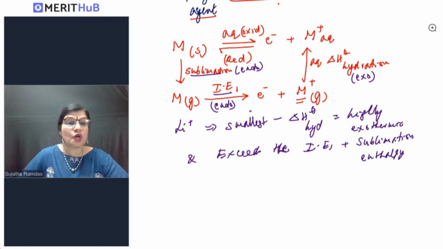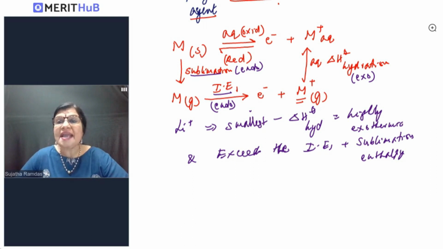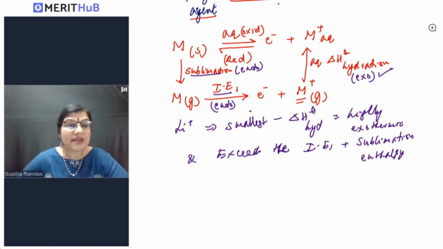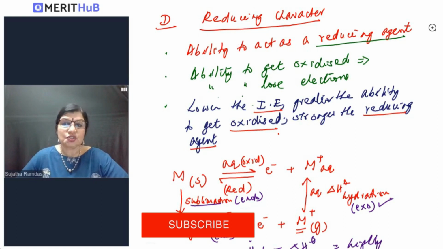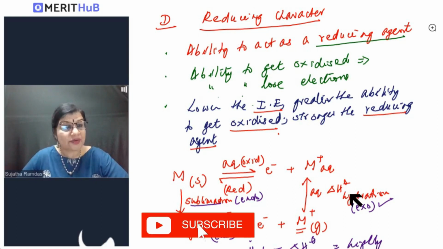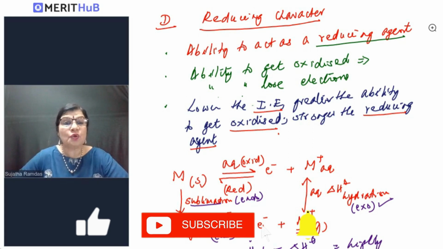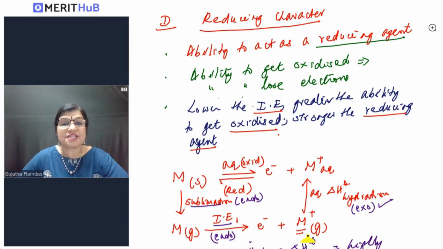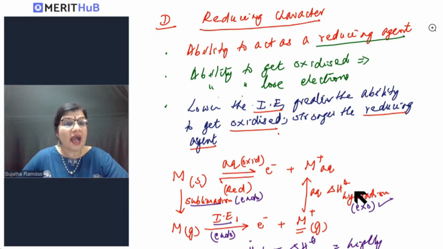Because of the highly exothermic value of the hydration enthalpy, lithium plays the role of the strongest reducing agent. The amount of energy released during hydration far exceeds the amount of energy absorbed during sublimation and first ionization for lithium. As a result, the lithium ion in the aqueous solution is produced with the release of a very high amount of energy.